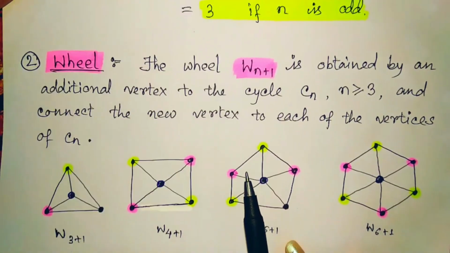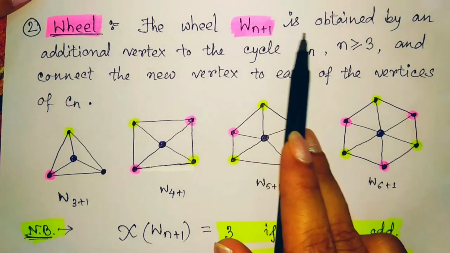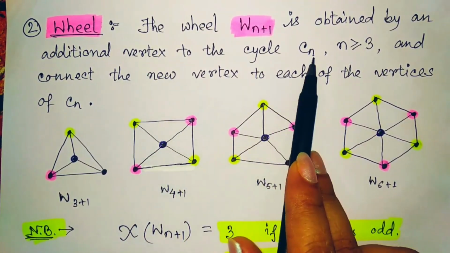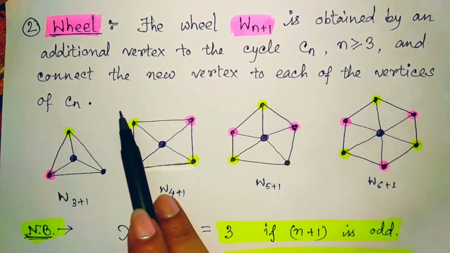Now it is the wheel. In a wheel, it is obtained by adding an additional vertex to the cycle Cn and connecting the new vertex to each of the vertices of Cn.